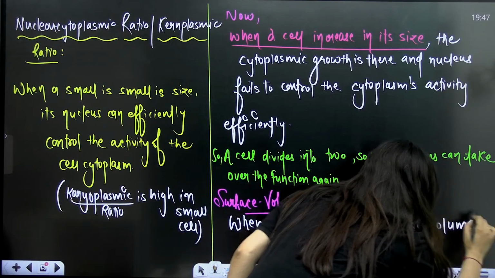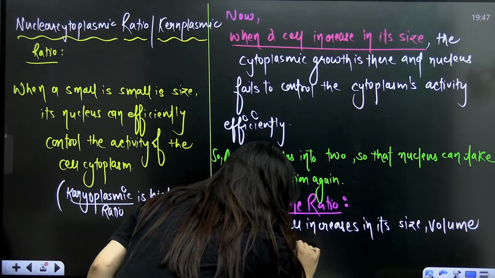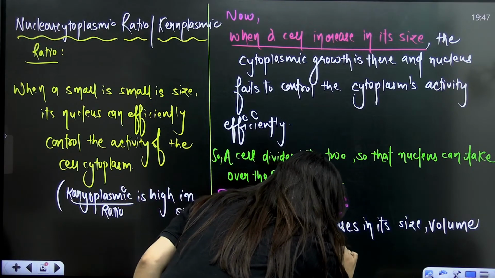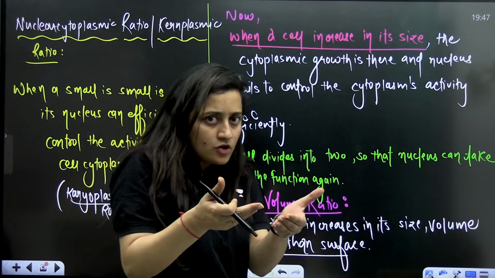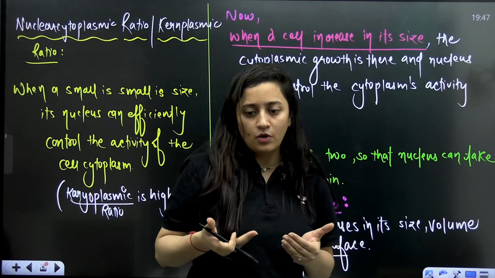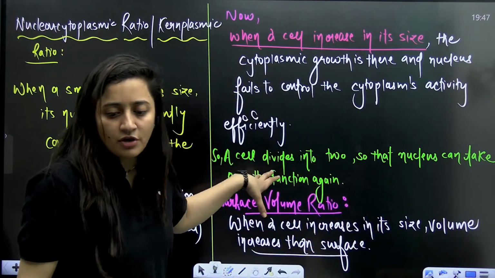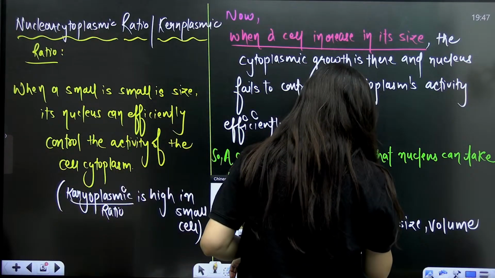Volume increases, then surface. Then obviously, beta, this volume is large here. Comparatively, surface area is less. So that is not sufficient enough to withdraw the material from the surrounding. So that is also a reason for the division. Are you getting my point?